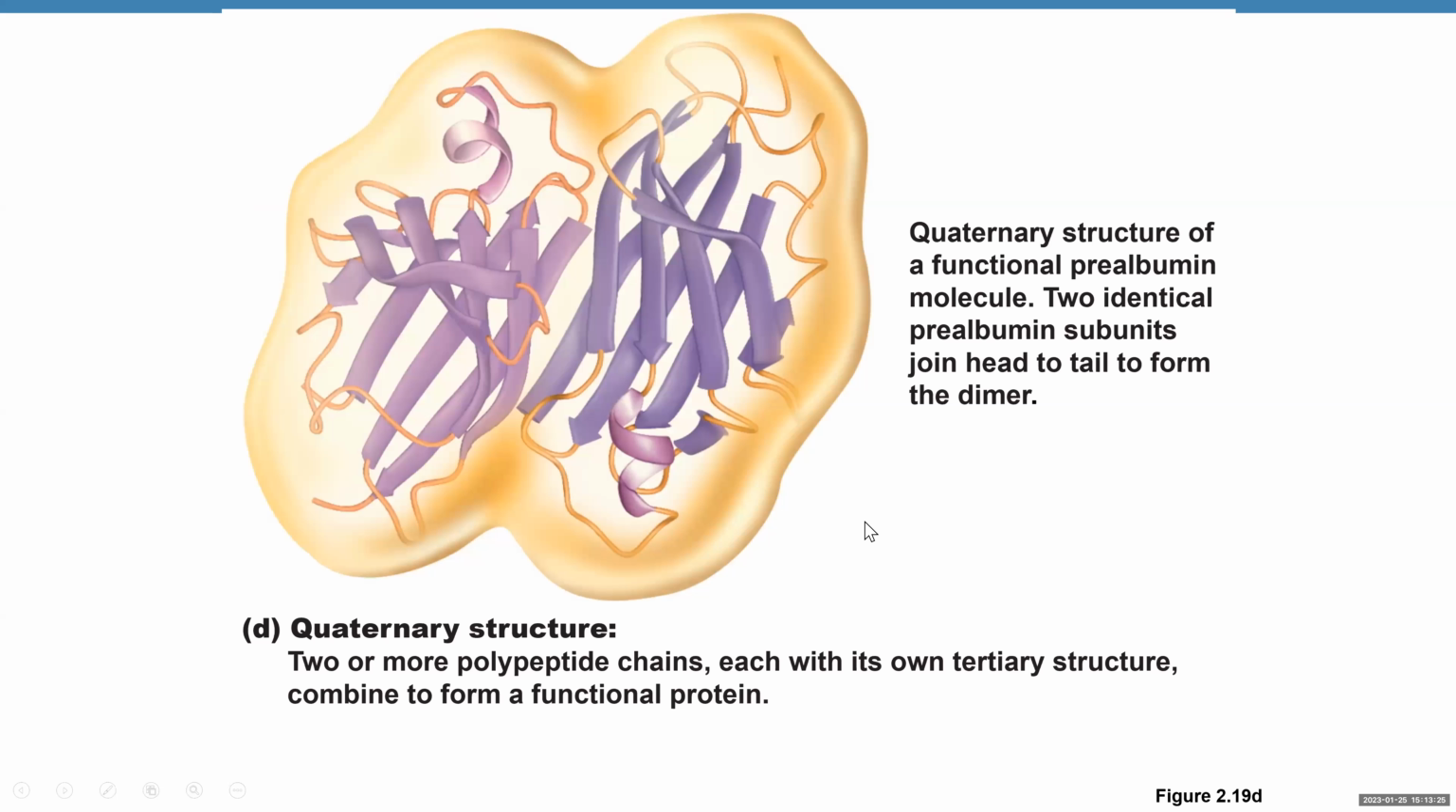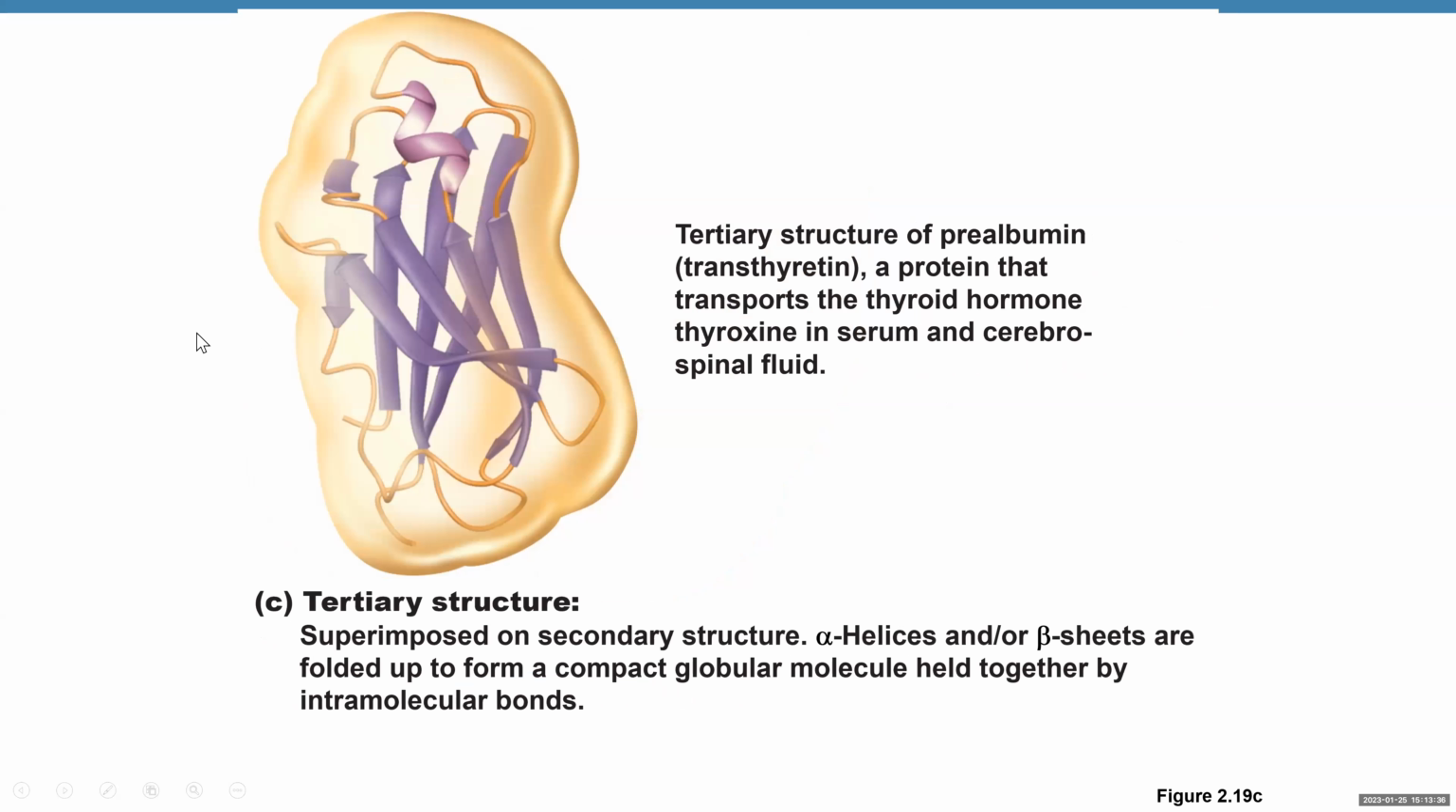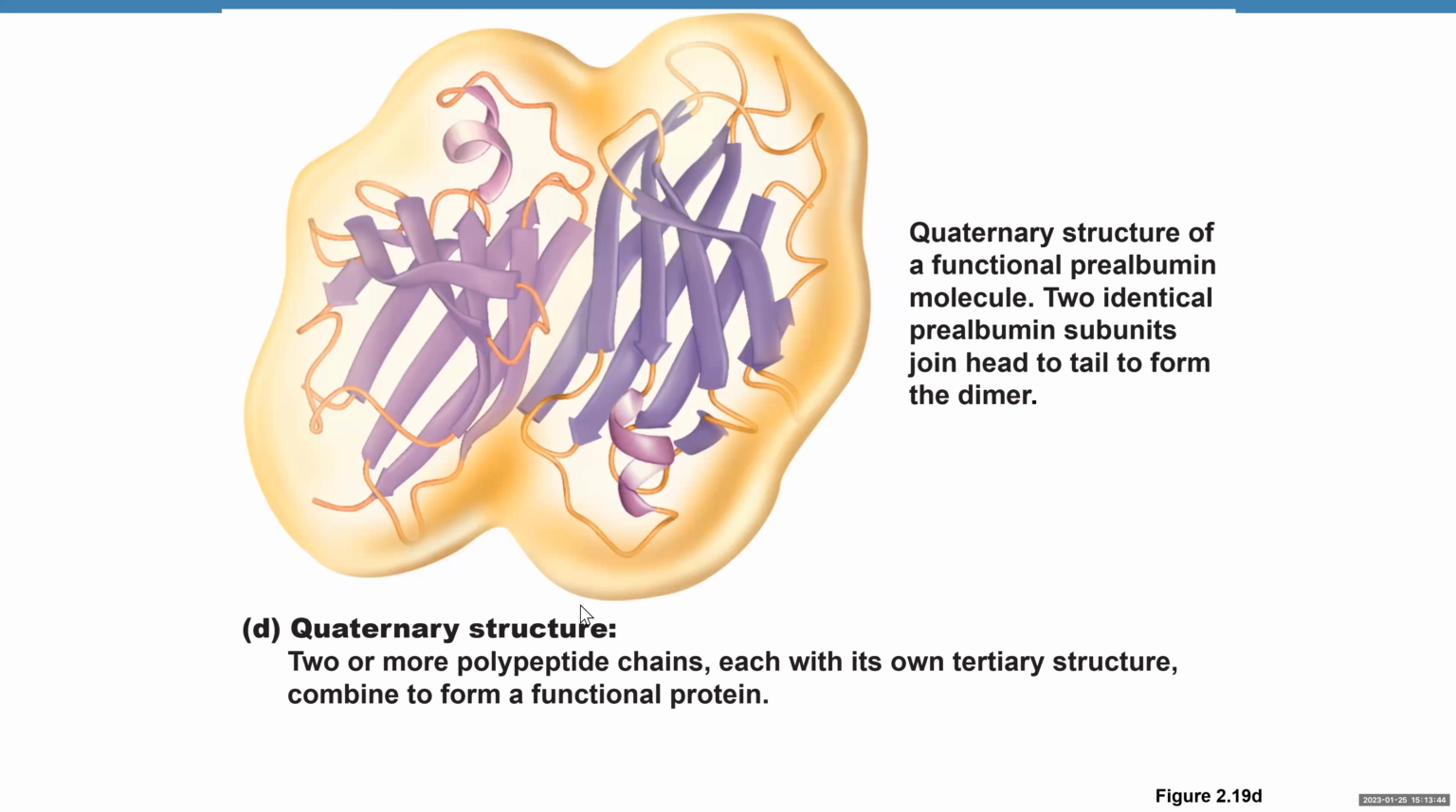Now, some proteins, not all proteins, but some also have quaternary structure. When we have two or more polypeptide chains, right, in the first one, we have one polypeptide chain. So it's just one polypeptide chain that is in a three-dimensional configuration. Here we have two or more polypeptide chains, each with its own tertiary structure, combined to form a functional protein. So this is the quaternary structure of a functional prealbumin molecule. Two identical prealbumin subunits joined together to form the dimer.